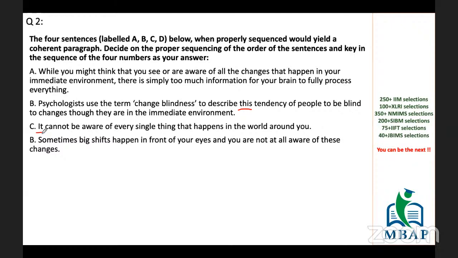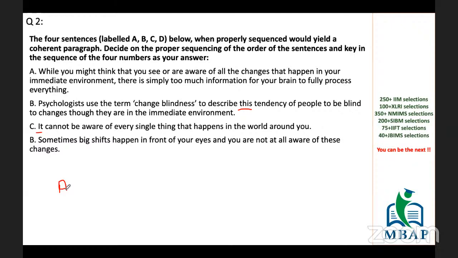Obviously, there are hints, so I can easily eliminate B and C on the basis of their pronoun usage. D says sometimes big shifts happen in front of your eyes and you are not at all aware of these changes. Doesn't sound like a first sentence either. So I got A as my first sentence, which introduced me to the topic they are about to talk about.